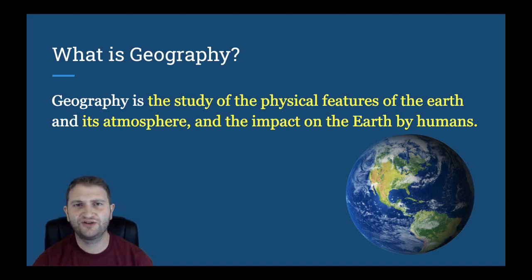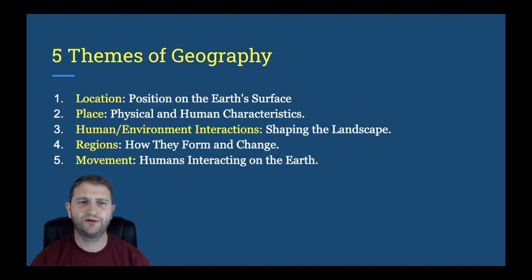They're kind of hard to understand because they're so similar in some ways, but I'll try to walk you through it. The first is location. It's a specific spot on the Earth's surface. Place, which is physical and human characteristics, and human/environment interactions shaping the landscape. Regions, how they form and how they change, and movement, humans interacting on the Earth. So I'm going to talk to you about each one.